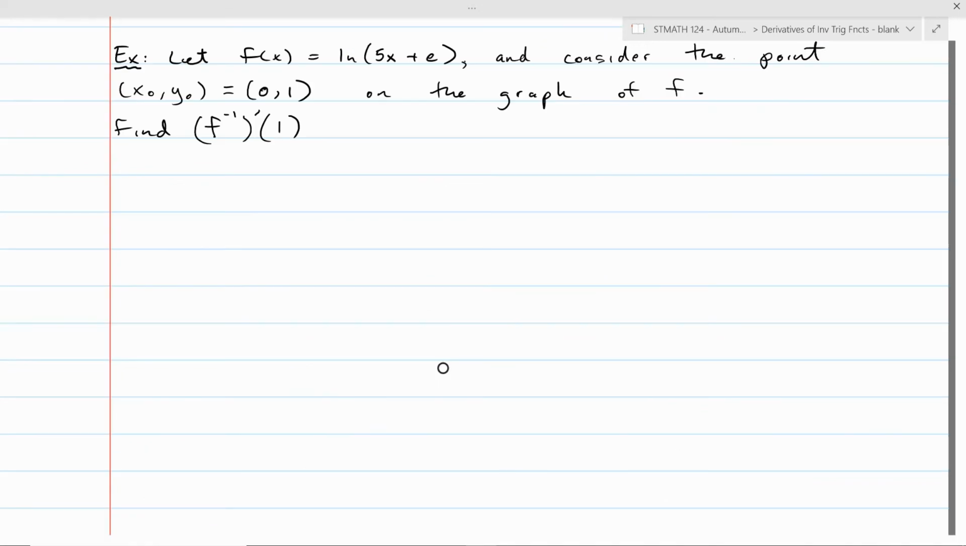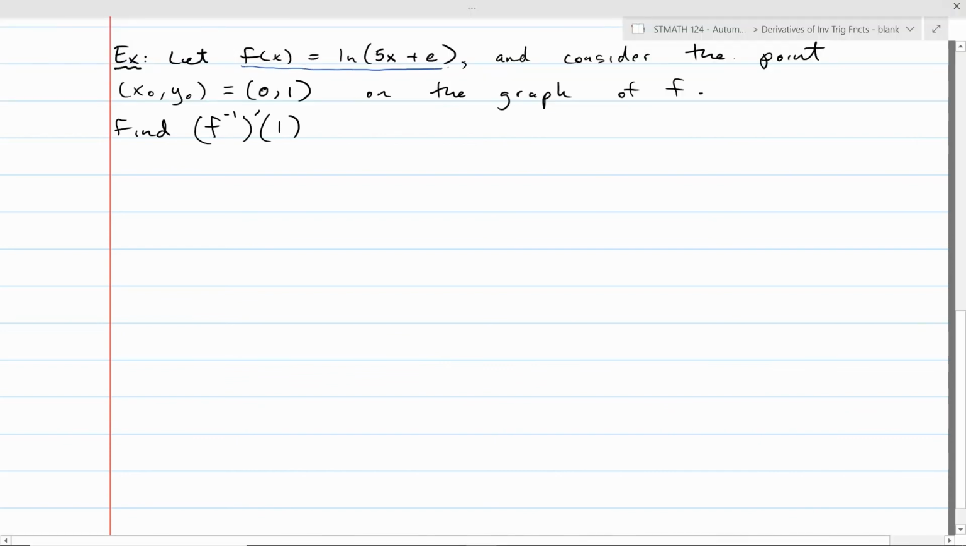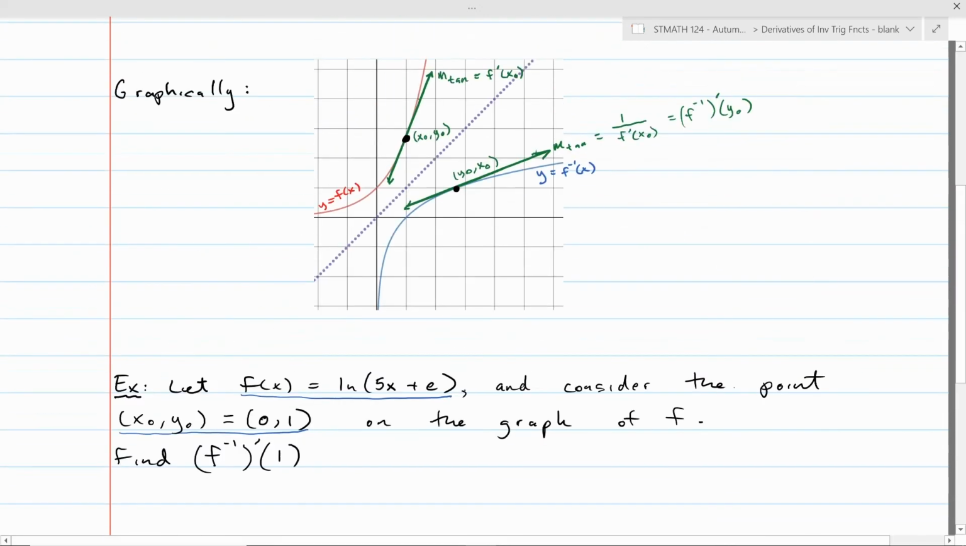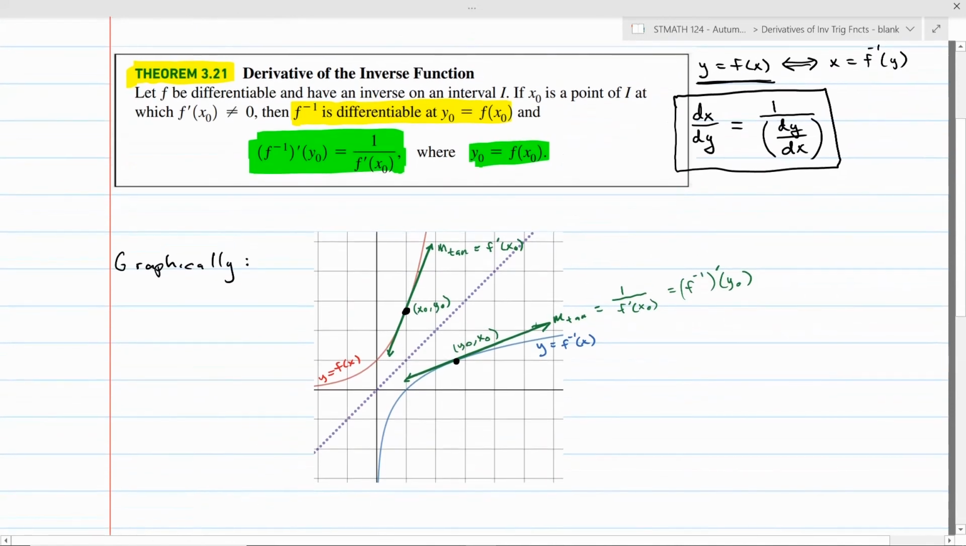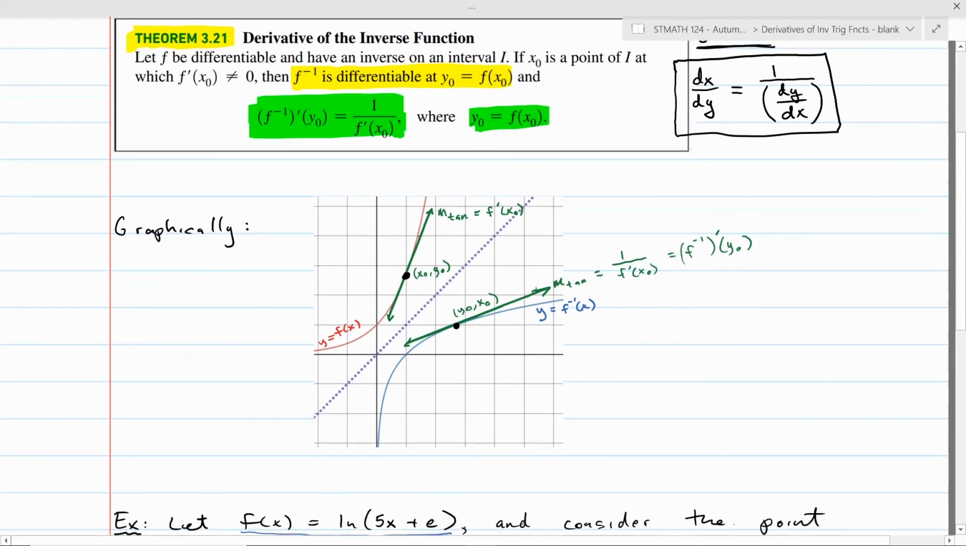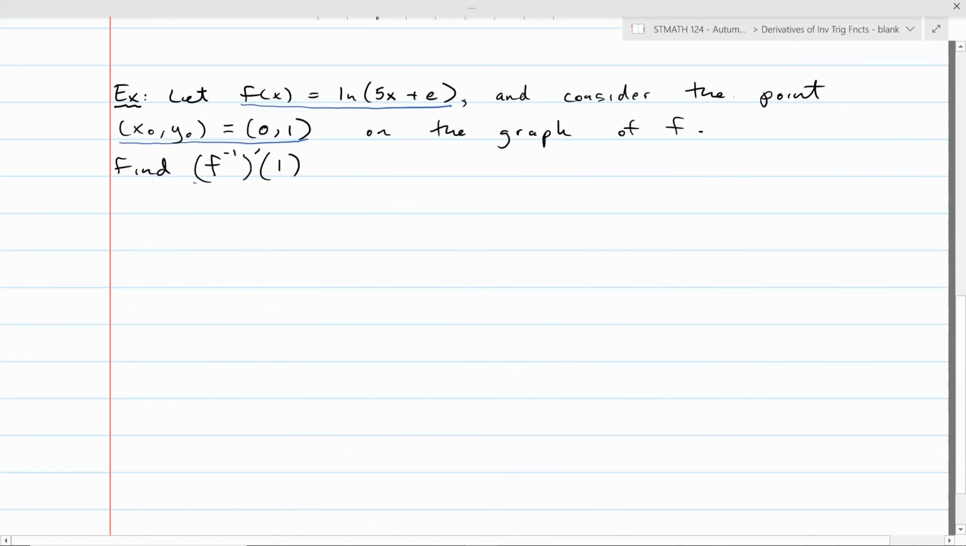In this example, we've got the function f of x equals natural log of 5 times x plus e, and we're looking at this specific point on the graph of that original function f. So that's telling me that my x naught is 0 and my y naught is equal to 1, making reference to the original theorem. So the x naught's the point you plug into the derivative of the original function, and y naught is the point you plug into the derivative of the inverse function. And I want to find this derivative of the inverse evaluated at y naught equals 1.